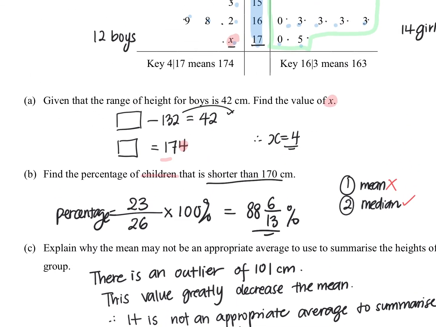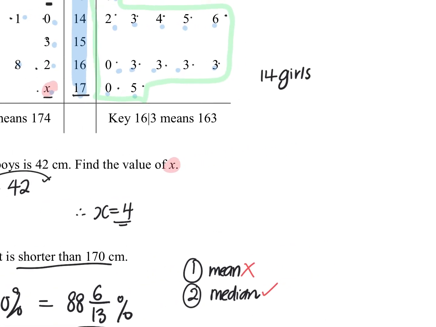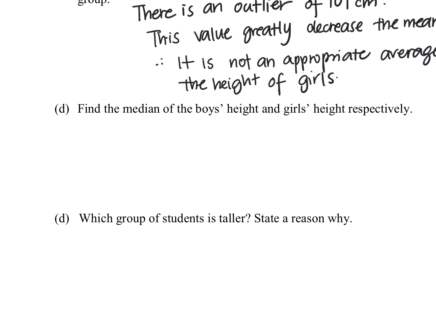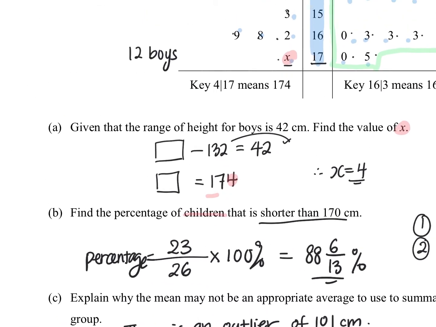Now please take a look. In this case, they have a different total frequency. So one is 12, one is 14. So if I want to find the median, I'm going to calculate the middle position for the boys first. The middle position will be, there are 12 boys plus 1, divided by 2. That gives me 6.5. So the median, since there are two data values, please label clearly. Median for boys itself will be the 6th and the 7th value.